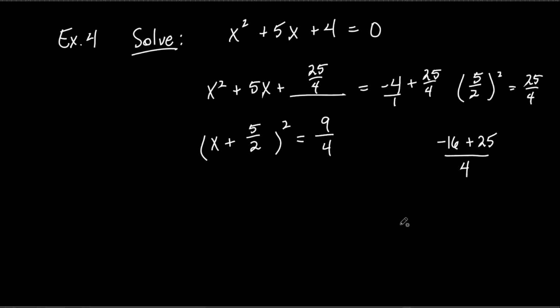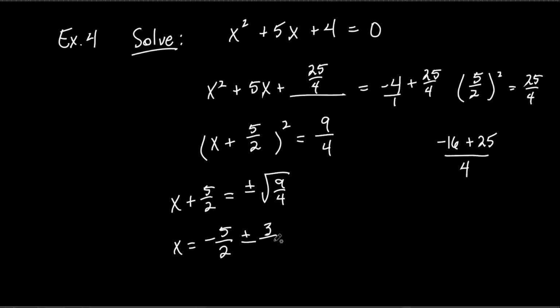Okay? Now, we're almost done. We're getting there. Let's get rid of the square. How do we get rid of a square? We take the square root. So I've got x plus 5 over 2 equals plus or minus the square root of 9 over 4. Almost one more step, then we have to simplify. How do I get rid of that 5 halves? Subtract it. So x equals, now I'm going to put it out in front, and then plus or minus. What's the square root of 9 over 4? 3 over 2.